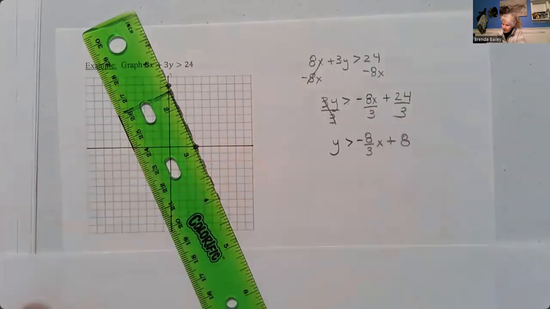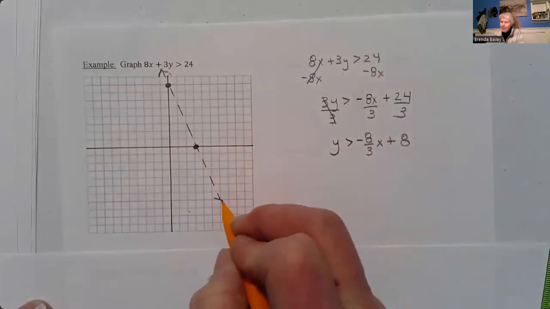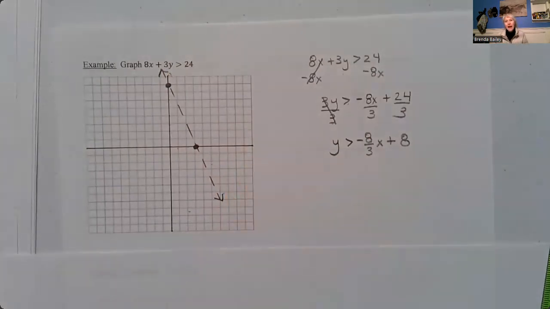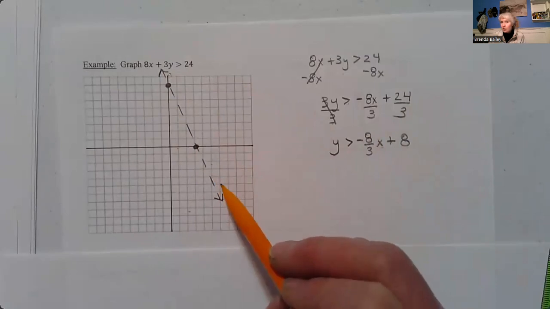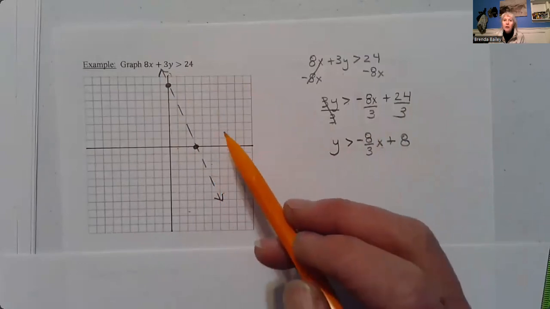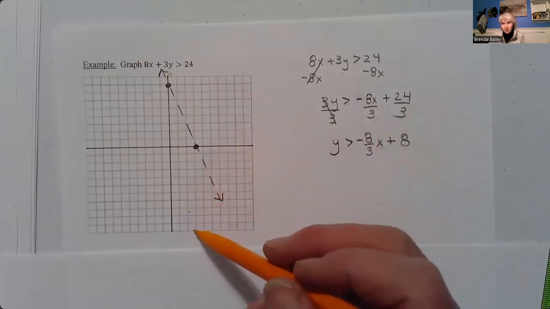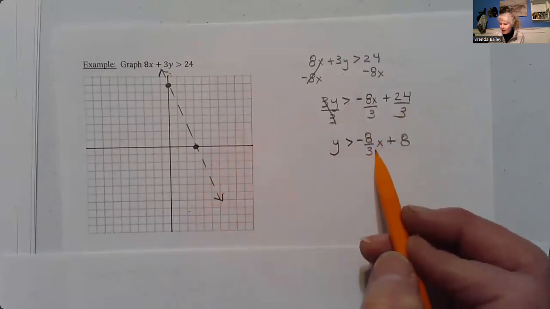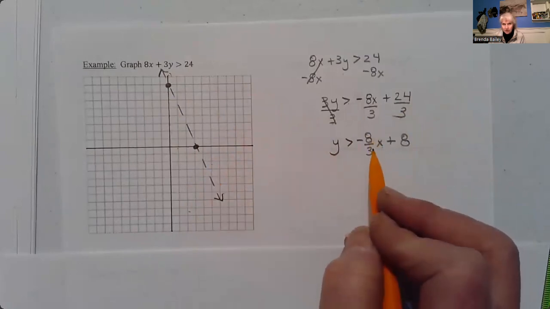Okay. Now Pearson will automatically do that for you, which is nice. What does that mean, dashed? If it's dashed, the solutions to this inequality are not found on the line itself. The solutions are going to be found above or below, depending upon where you shade. But the solutions themselves from this line cannot be used in this inequality. They're not a solution on the line itself.